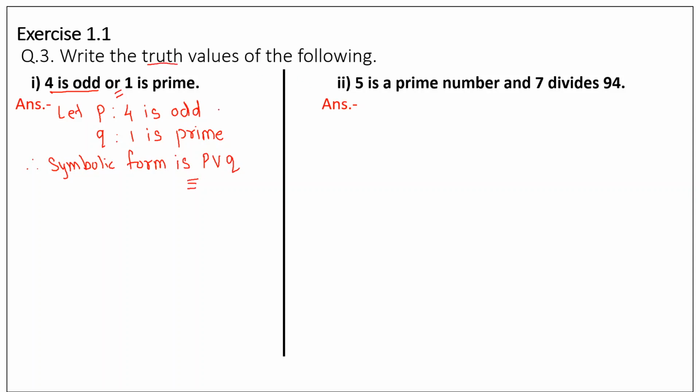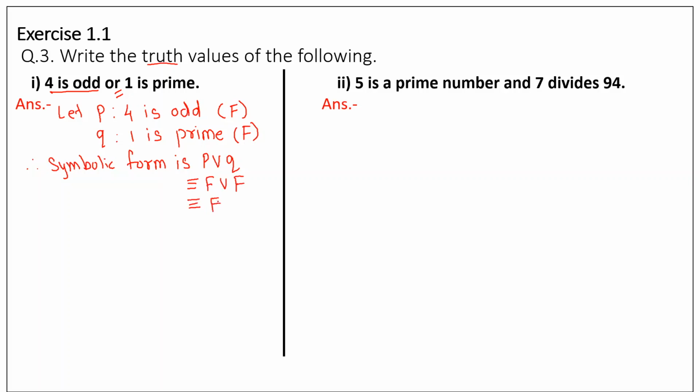First we find the truth value of 4 is odd. Whether 4 is odd? No, so this is F. 1 is prime, so this is also F. So we substitute this, F or F. So the truth value will be F.